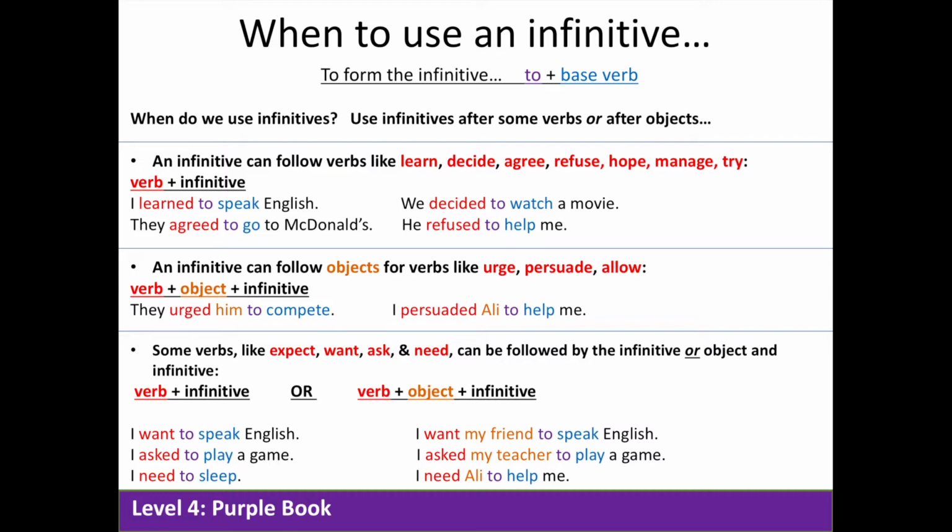For example, I learned to speak English. We decided to watch a movie. He refused to help me. They agreed to go to McDonald's. Again, in all of these statements, we have the main verb in red, followed by the infinitive in purple and blue. An infinitive can follow objects for verbs like urge, persuade, or allow. Some examples: they urged him to compete. I persuaded Ali to help me.